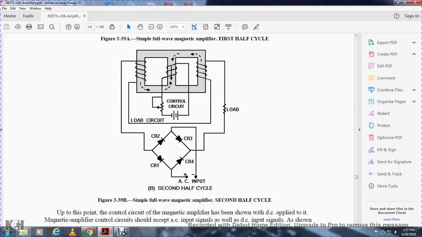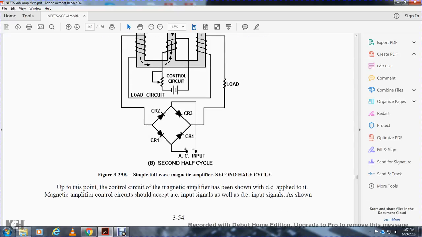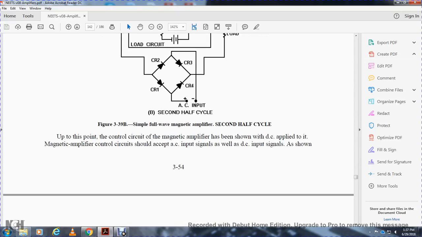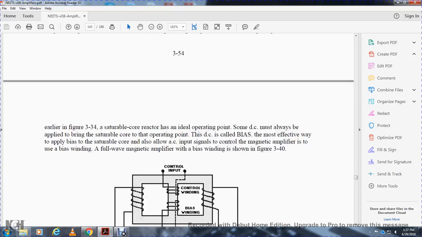Simple full-wave magnetic amplifier, second half cycle. Using the control circuit, the magnetic amplifier is shown with the DC applied to the magnetic amplifier control circuit, which should accept AC input signals as well as DC input signals as shown. Figure 3-34 shows a saturable core reactor that has an ideal operating point. Some DC must also be applied to the saturable core to set the operating point. This DC is called the bias. The most effective way to apply the bias, and also allow the AC input signal to control the magnetic amplifier, is to use a bias winding.